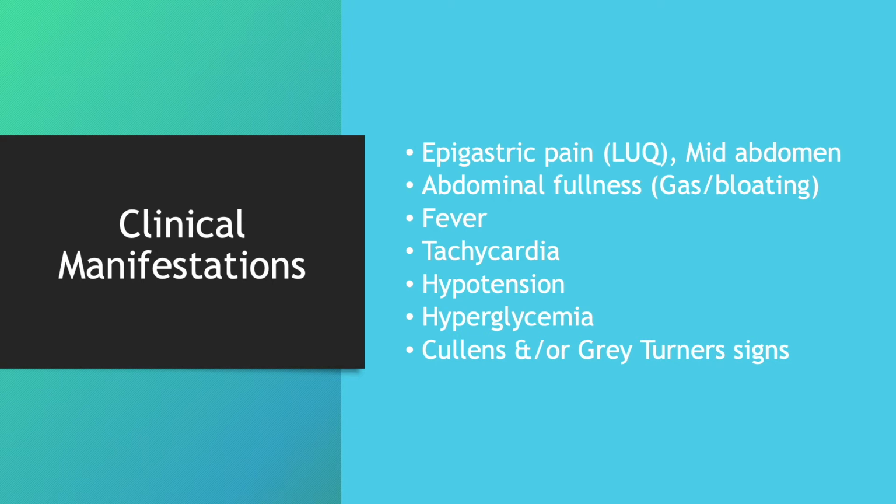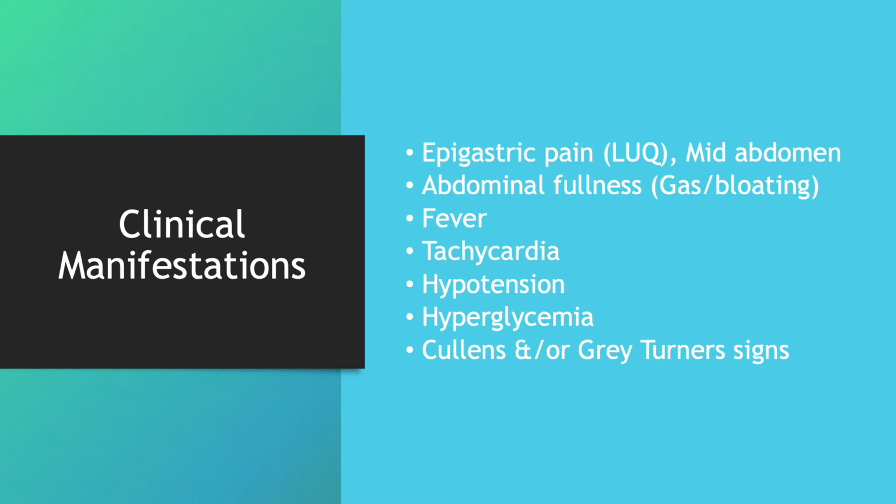Now, when diagnosing a possible pancreatic disorder, if we see an elevated lipase level, this will confirm that there is an abnormality within the pancreas, because lipase is only produced by the pancreas, guys. No other organ produces lipase. Other signs that are seen are Cullen's and Gray-Turner signs.